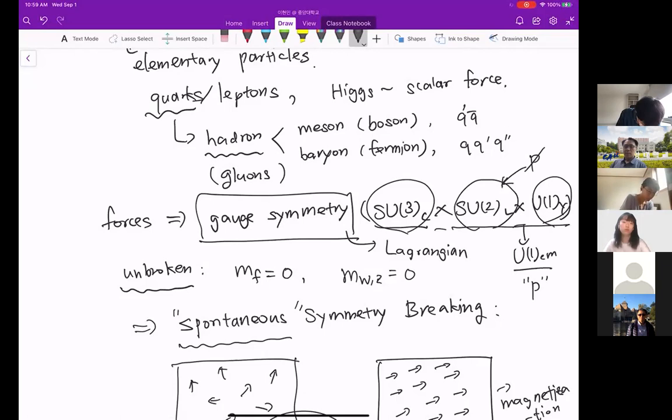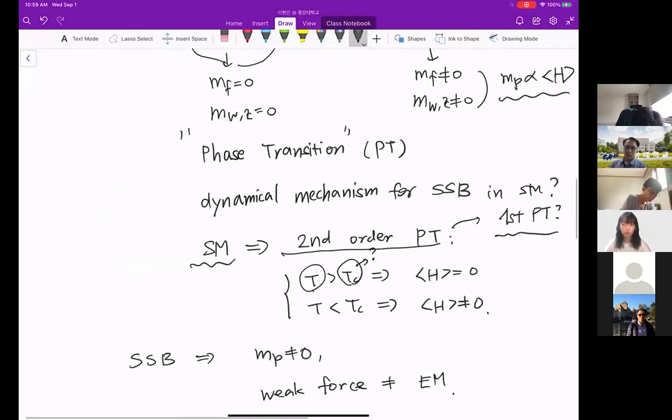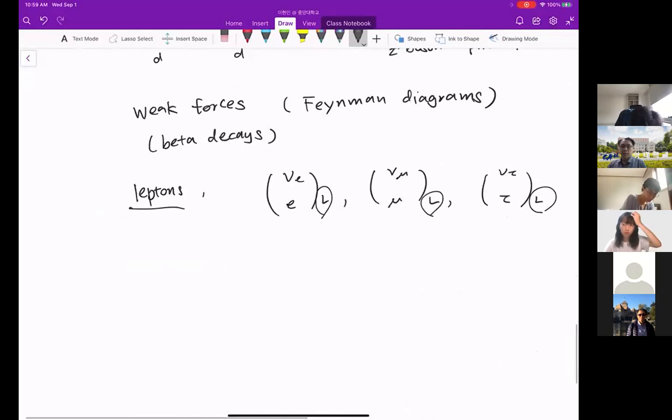So you can think about this structure before we go to the details. I need to continue to discuss the lepton sector. After that we can make a pause for a few minutes.